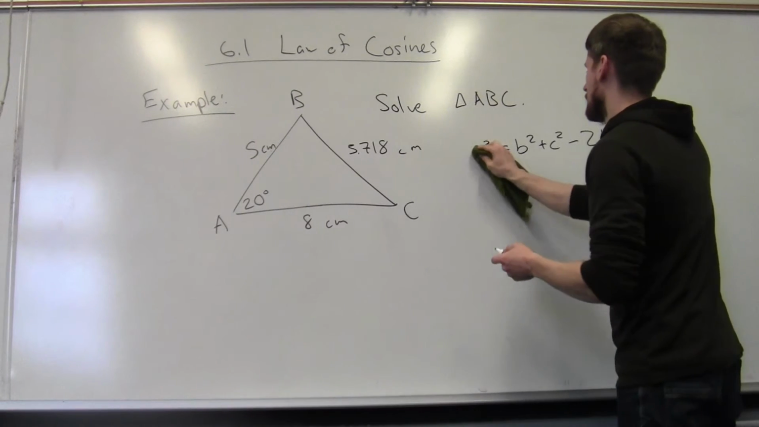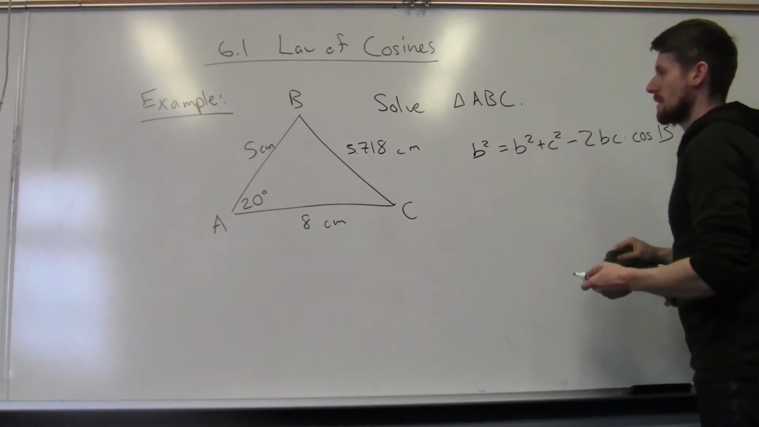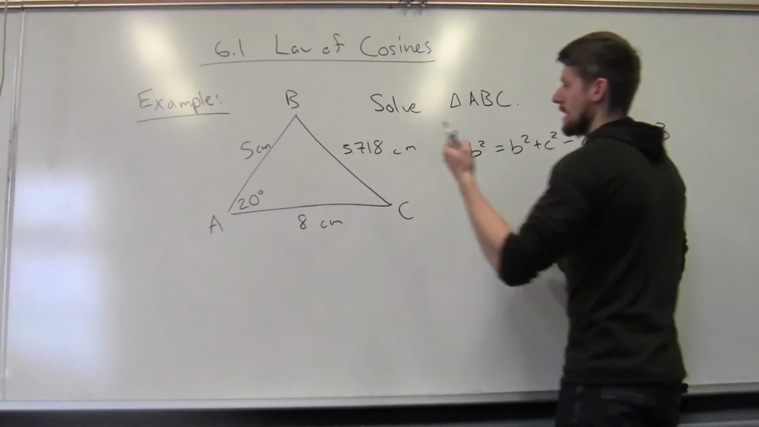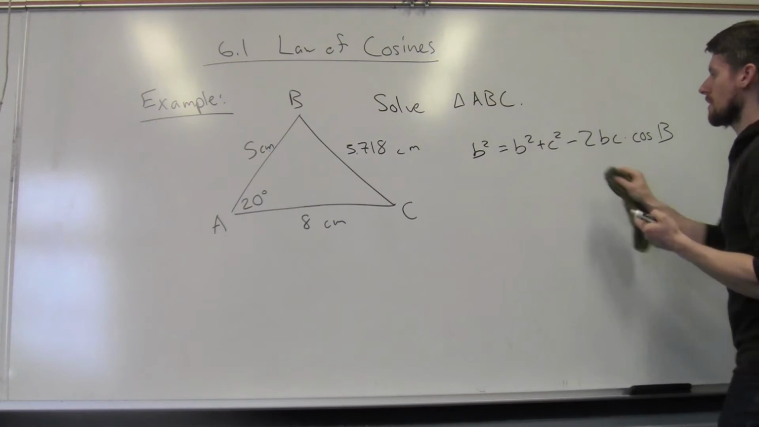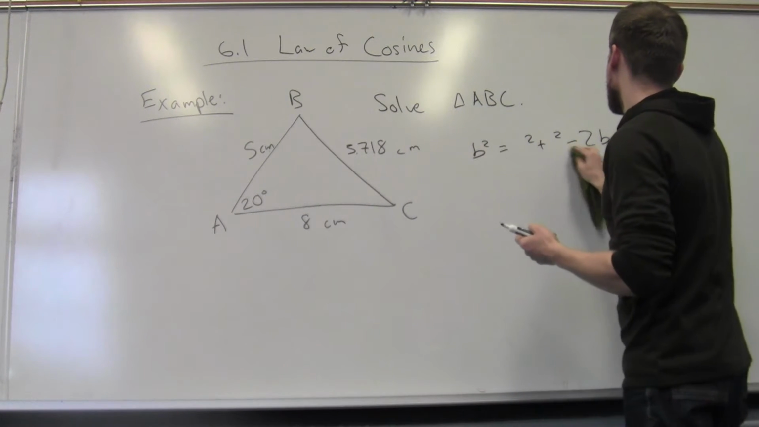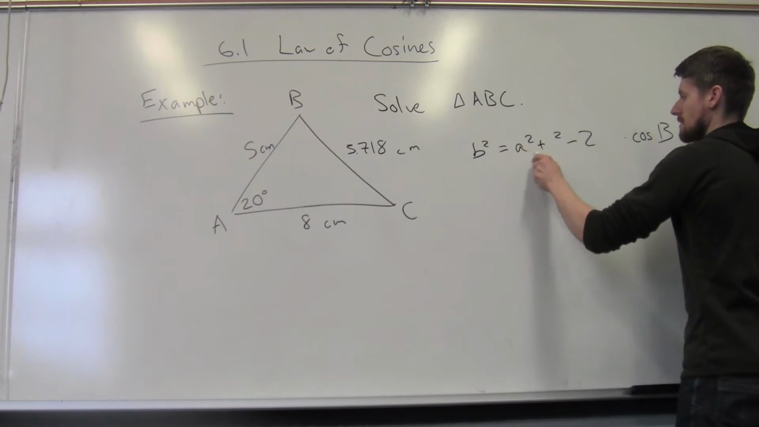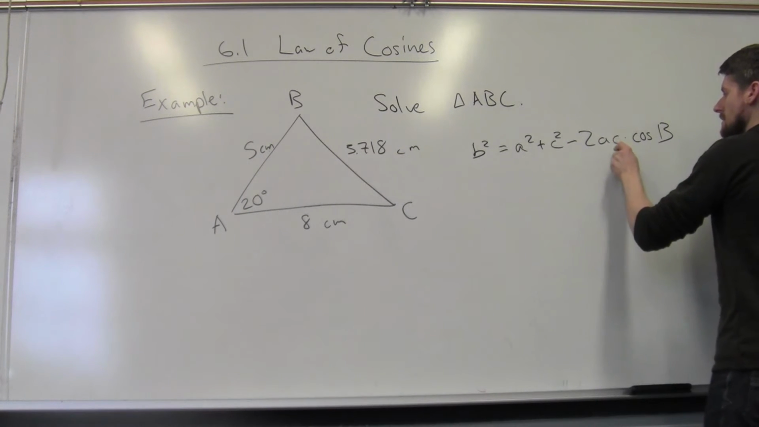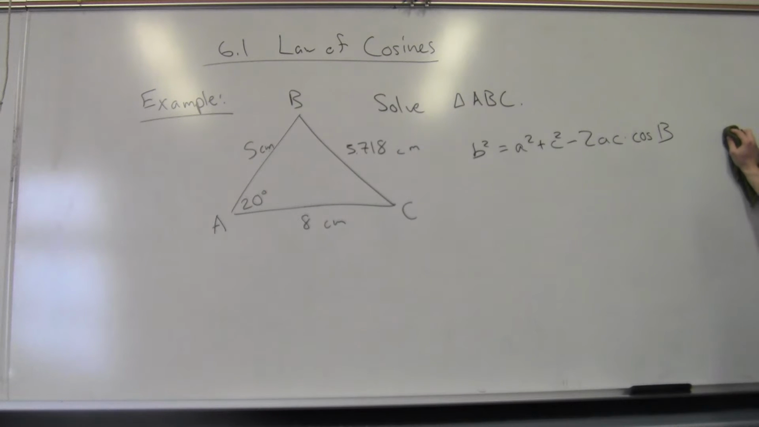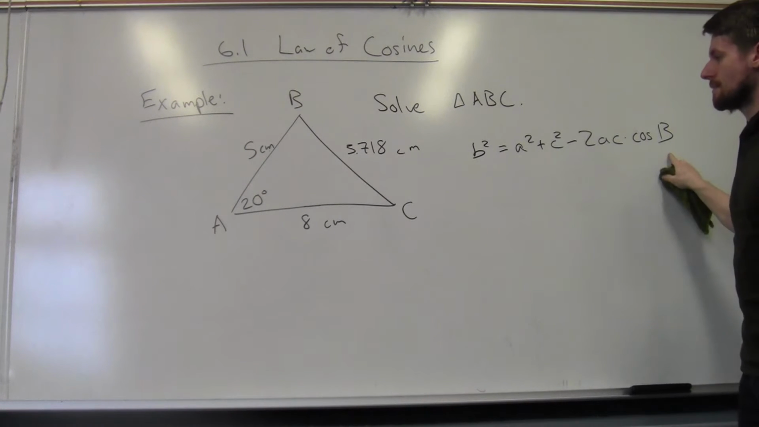So what changes when we use angle B instead of angle A? Well, this is b now, because it's the side opposite the angle you know. It's what you're solving for. So that means that these b and c are now a and c. So a and c, a and c. So that's the reformulation of the law of cosines using angle B.